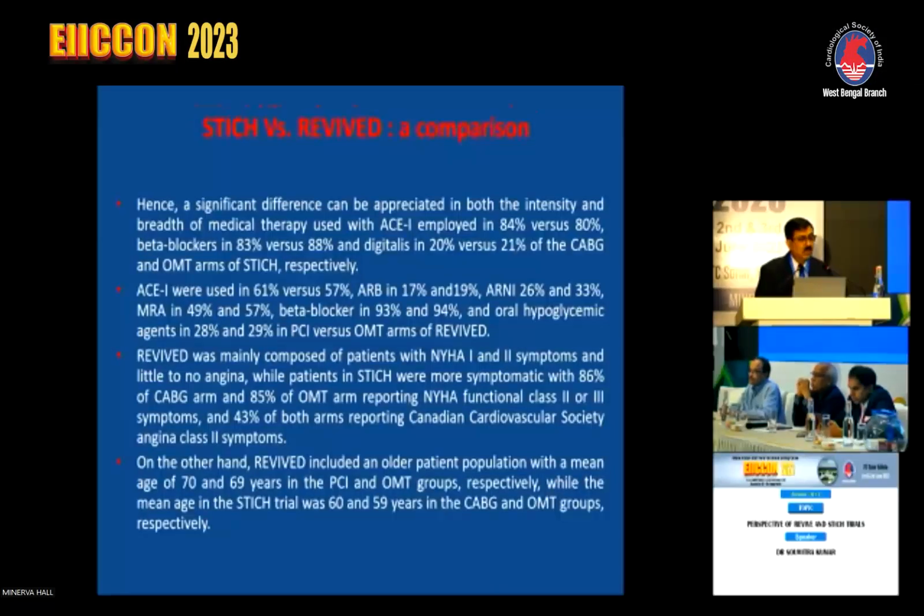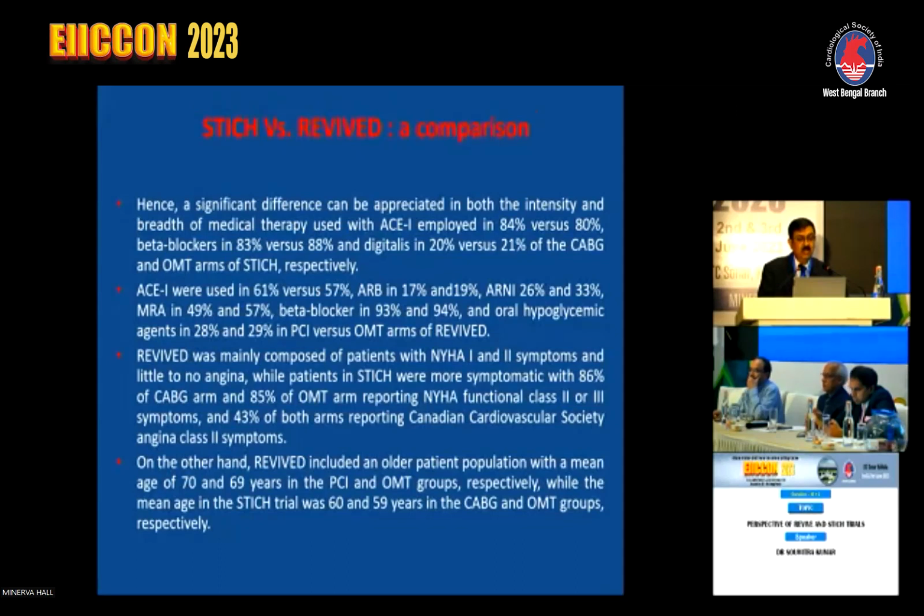So, side-by-side comments: patients in STITCH were treated with the state-of-the-art OMT at that point of time, so ACE inhibitors, beta blockers, and digitalis. Now, in REVIVE BCIS2, patients were treated with ARNI. You see 29%, almost 30%, received ARNI. MRAs, which were not used in STITCH, were used, and beta blockers were, of course, used along with ACE inhibitors.